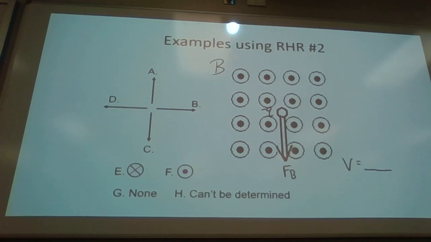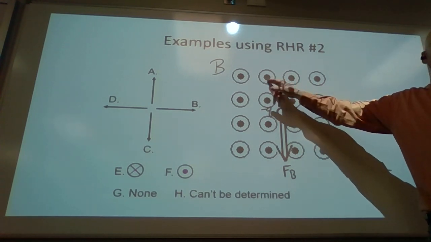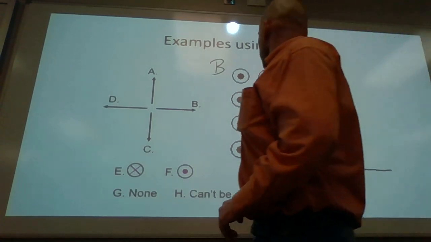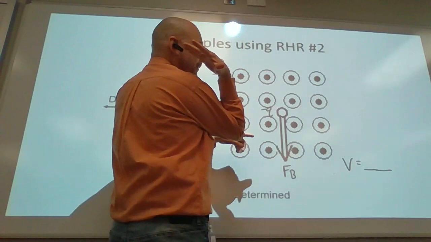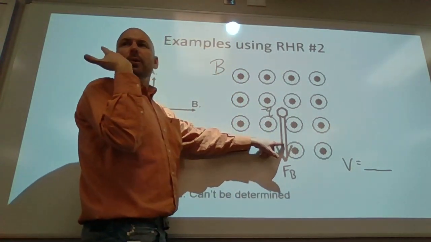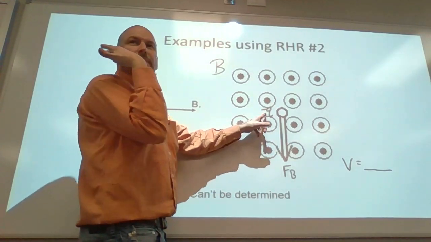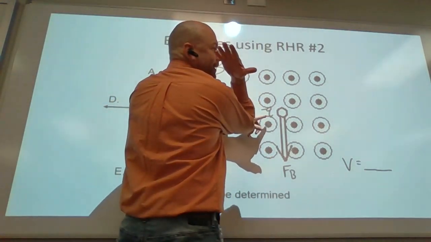Okay. What do you say? Show your neighbor with your right hand. Your fingers go which way? Out of the board. Okay. What part of your hand goes with this? Back of the hand. So keep your fingers locked this way.